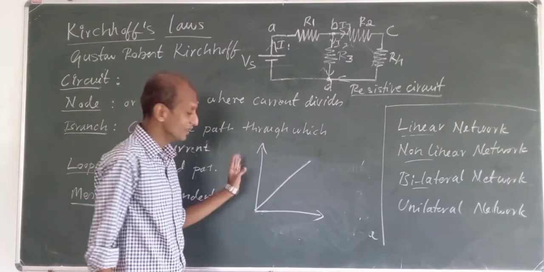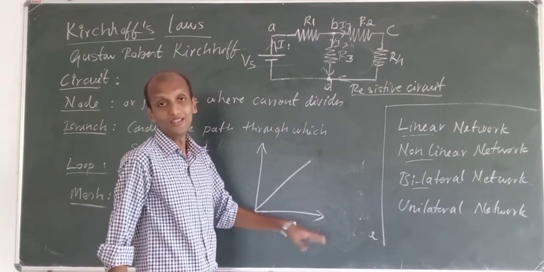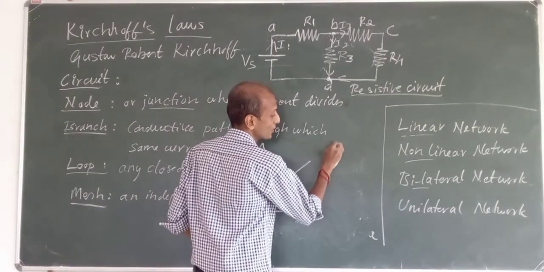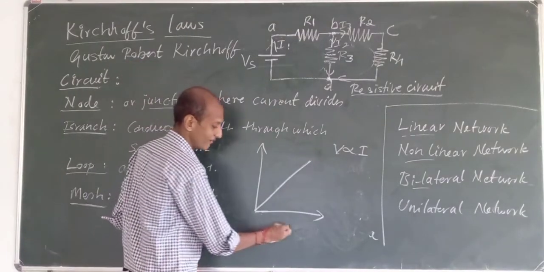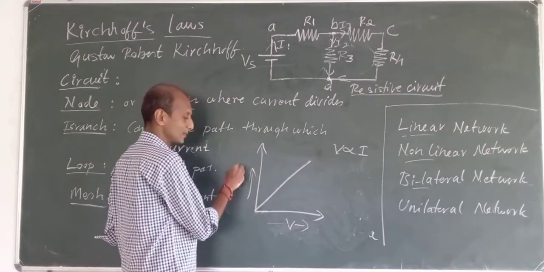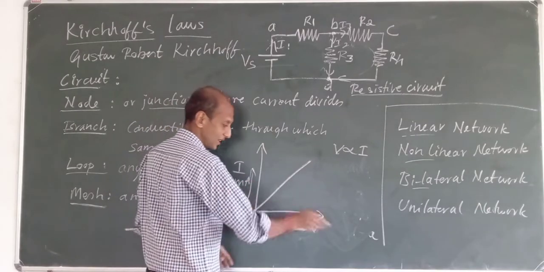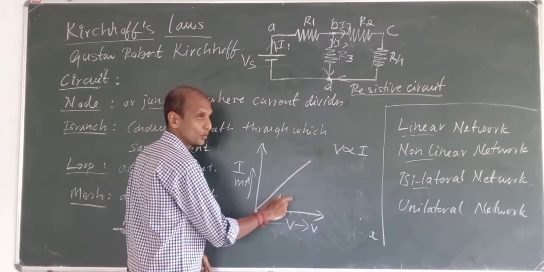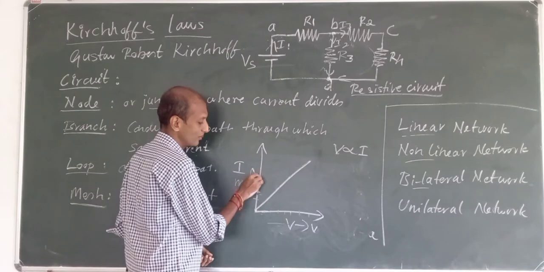When it comes to Ohm's law, what does Ohm's law say? The current flowing through the circuit is proportional to the voltage applied. Isn't it? So when I increase the voltage in terms of volts, the current increases in terms of amperes or milliamperes. So accordingly, if I vary the voltage by so much, the current also increases in the same proportion.